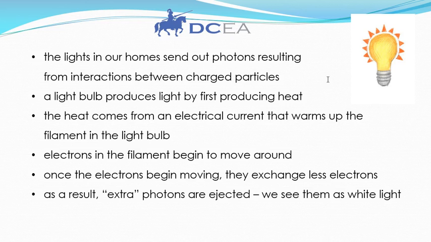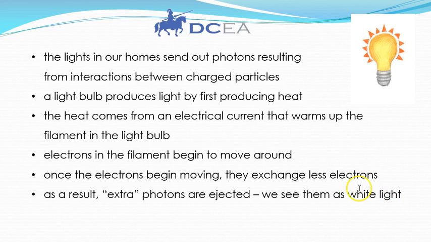A light bulb produces light by first producing heat. The heat comes from an electrical current that warms up the filament in the light bulb. Electrons in the filament begin to move around, and once the electrons begin moving, they exchange less electrons. So they have more when they first begin to interact, and then they have less as they go. That's because they're shedding electrons. As a result, extra photons are ejected, and we actually see those extra photons as a white light.